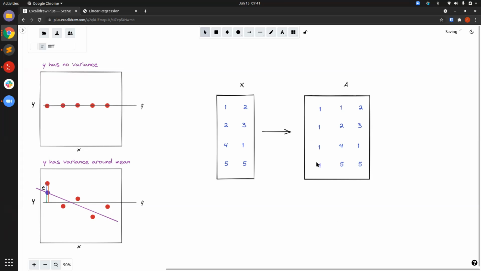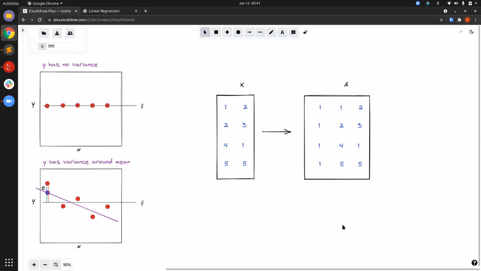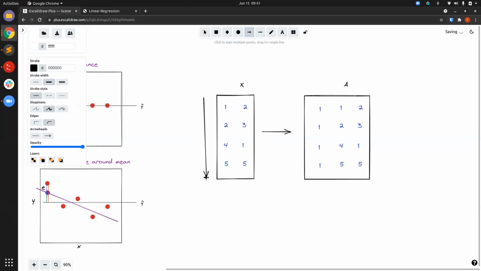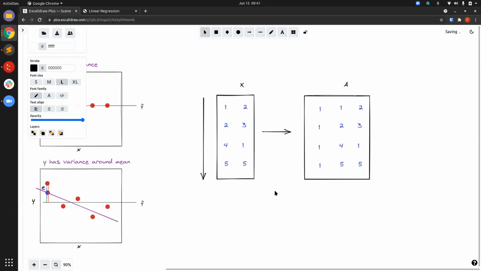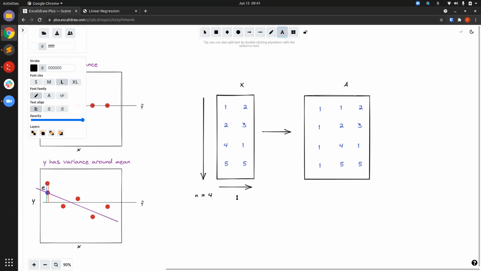Okay. How many data samples do I have in this data set? Okay, so I have 4. Each row is a data sample. So I have n equals 4. And how many features do I have in this data set? Okay, so I have 2. Let's say d equals 2.